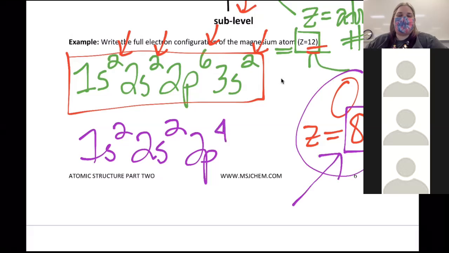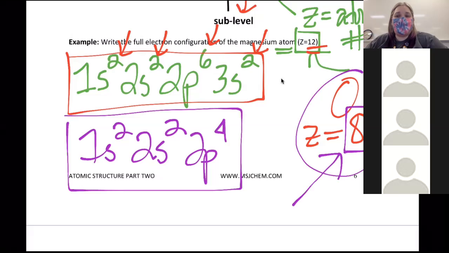So some people get in the habit of thinking you always have to put 2p6. No, you only fill it if you need to keep going. Okay. So for this one, we only needed 8 total electrons. So we would stop at 2p4. And so that 2p sublevel just wouldn't be totally full. So that's what oxygen's configuration would look like.